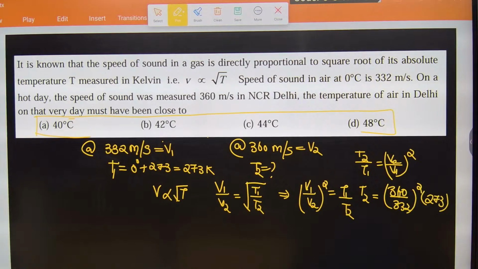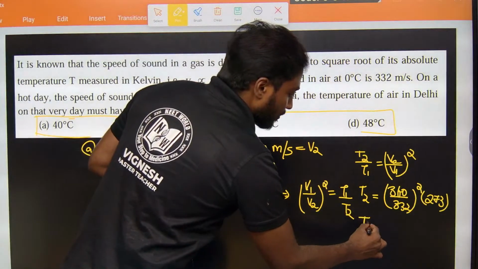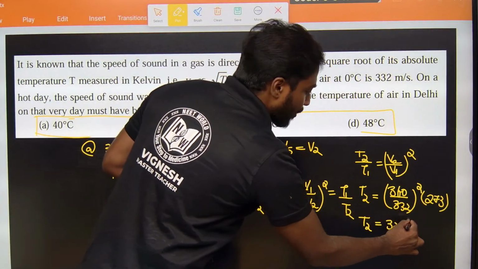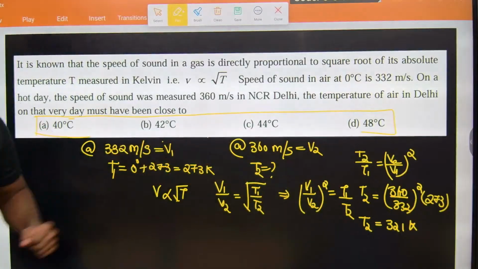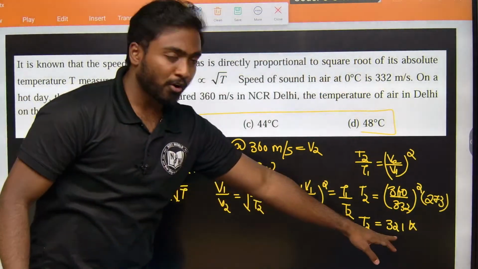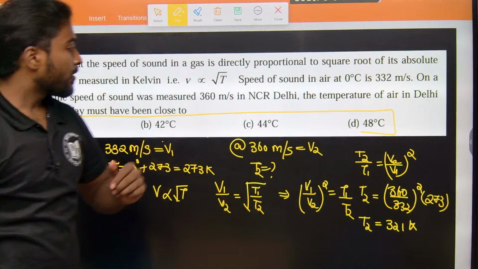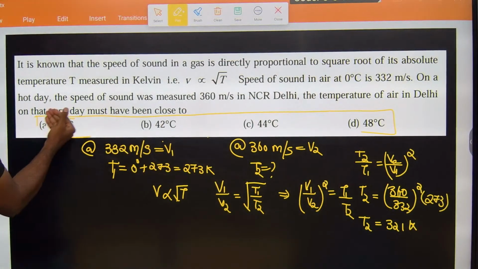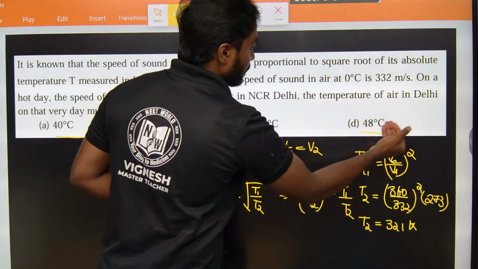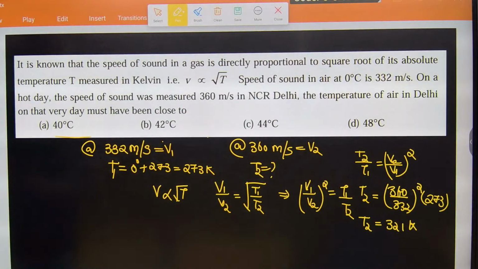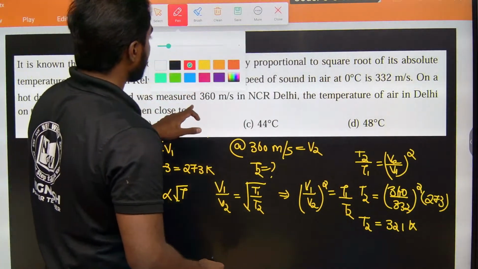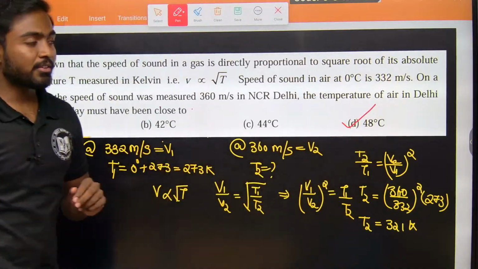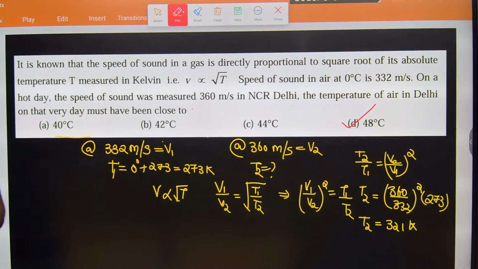The final answer first we'll see. Okay, yes, T2 will be equal to 321 Kelvin. In Kelvin 321. What about in degree Celsius? Okay, so in degree Celsius, yes, it is 48 degree Celsius. Option D is the correct answer.